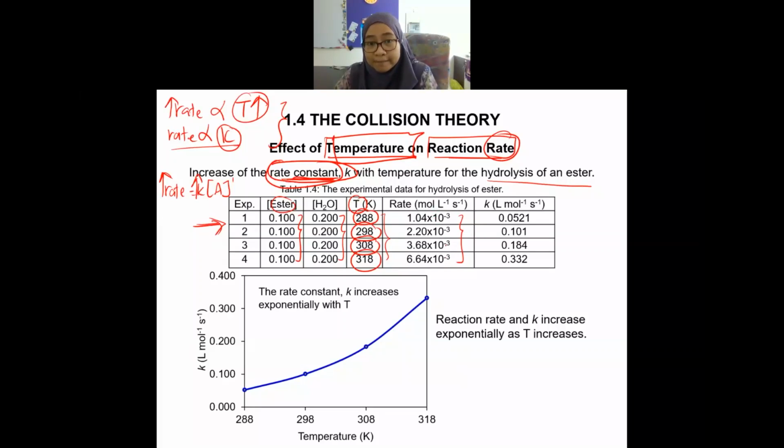It is confirmed that when the temperature increases, the rate also increases. And what happened to the K, guys? Okay, what happened to the K? The K also increases.